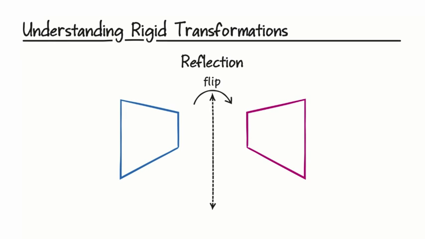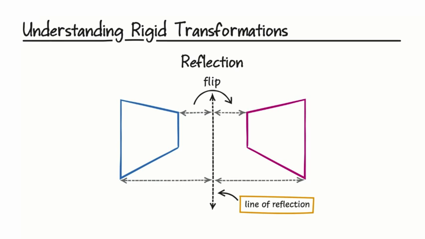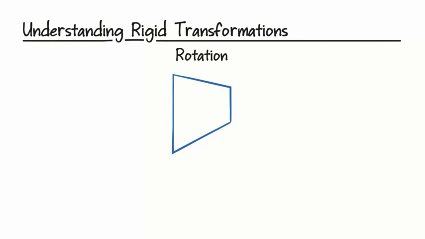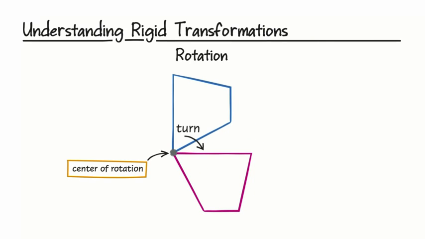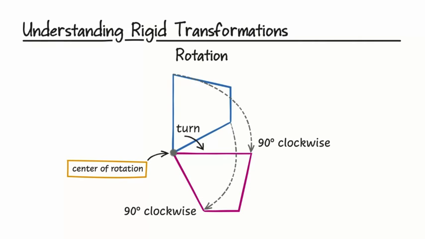Students compare a figure and its image to find that corresponding points are the same distance from the line of reflection. Next, they explore rotations. A rotation turns a figure around a point called the center of rotation, and students see that each point on the figure turns by the same angle measure in the same direction.